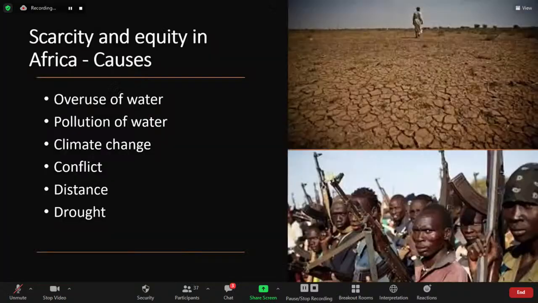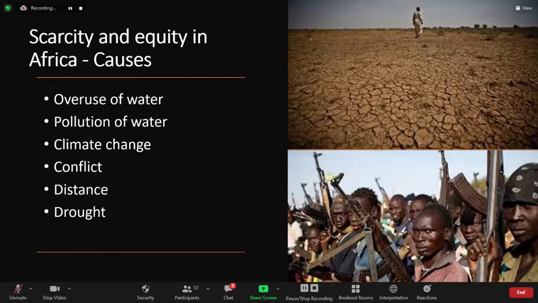So when you talk about scarcity and equity in Africa, Kenya included, some of the causes that we have seen as an agency, as Oxfam, are related to overuse of water, where you find that abstraction is done in a way that is not sustainable. And this is because most people do not employ technologies that can regulate abstraction of water points. But apart from technology, we're talking about issues around enforcement of policies, even around abstraction levels.